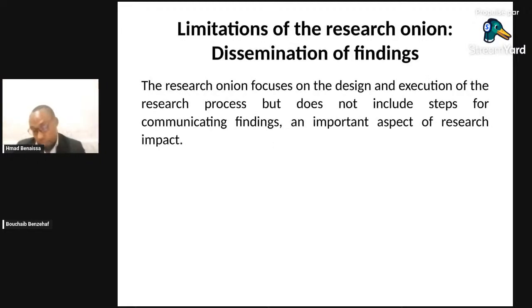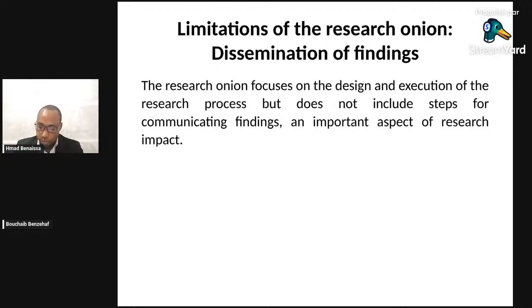Another limitation is dissemination of findings. This is not stated in the research onion. The research onion focuses on the design and execution of the research process, but doesn't include steps for communicating findings, an important aspect of research impact, because we don't want only to do research, and we don't want only to publish our research, but we also want our research to be cited.